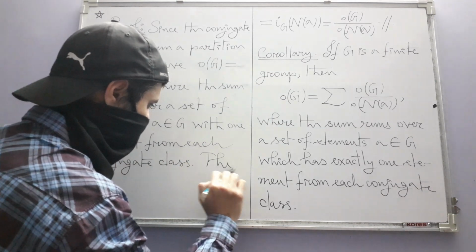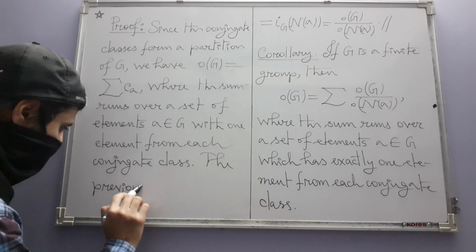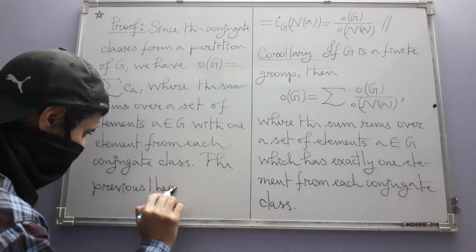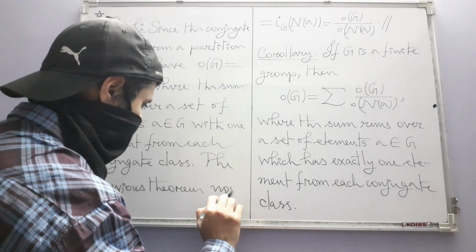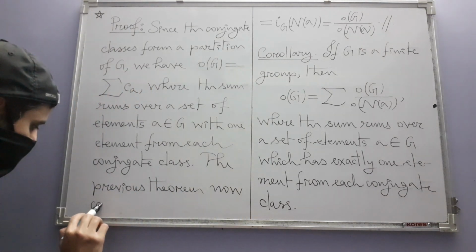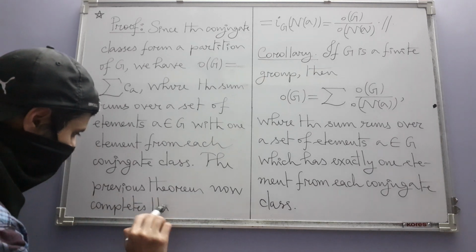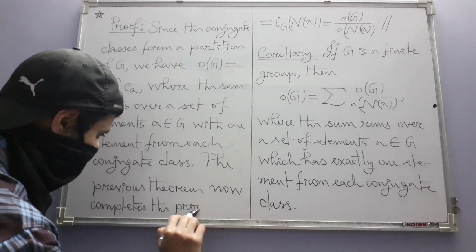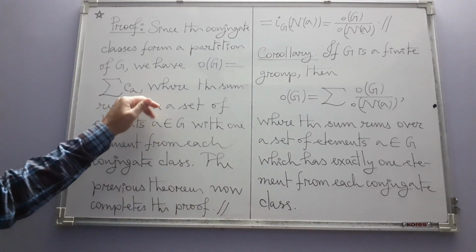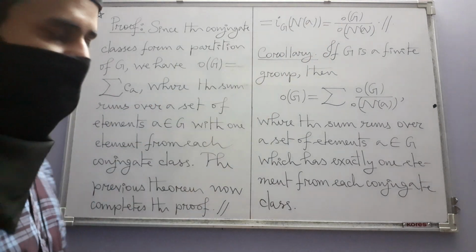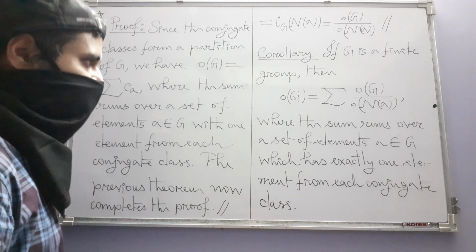The previous theorem now completes the proof, because each such CA is just this. Now let us see what has gone on here.